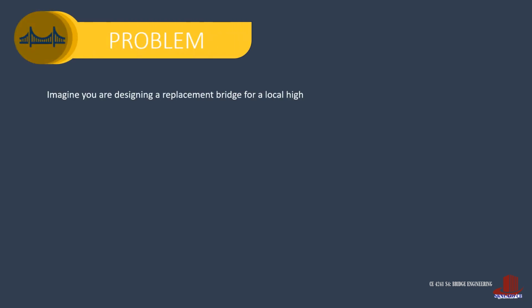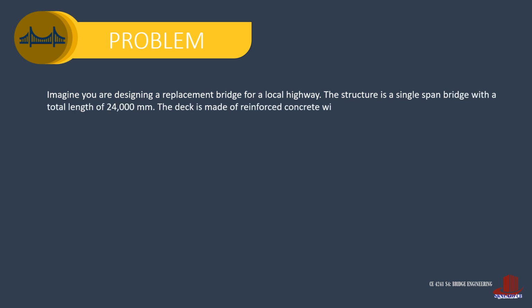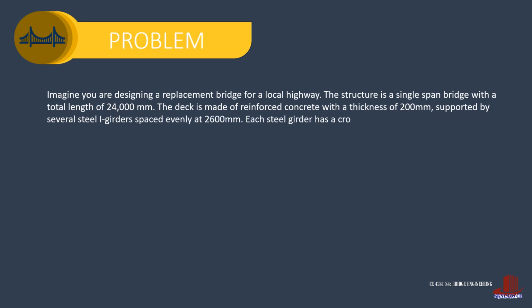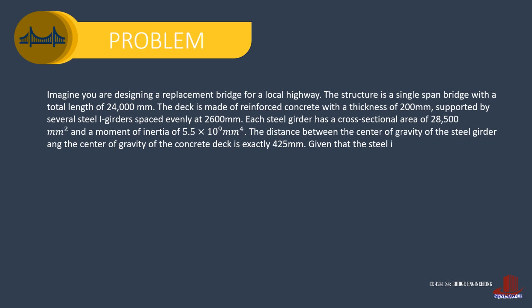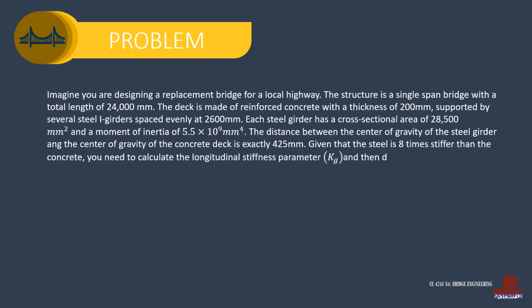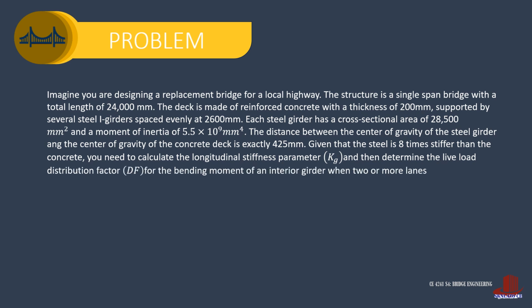The example involves a single-span bridge of 24 meters length. The deck is 200 mm of reinforced concrete, and it is supported by steel girders which are spaced equally at 2600 millimeters. The steel girders have a cross-sectional area of 28,500 square mm, with moment of inertia of 5.5 times 10 raised to 9 millimeters raised to 4. The vertical distance from the center of the girder to the center of the deck is measured as 425 millimeters.